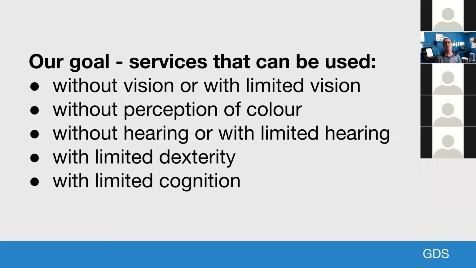The goal here is to try and make things as accessible as possible for everyone, to be able to be used by people without vision or limited vision, without perception of colour, without hearing or with limited dexterity, with limited cognition, any combination of those situations. And as I mentioned earlier, it can be situational impairments as well. Just, for example, working in a bright environment outside or trying to access information outside on a mobile phone makes it much more difficult to see low contrast text or small text. So it's about making sure that things work for everyone as much as possible.